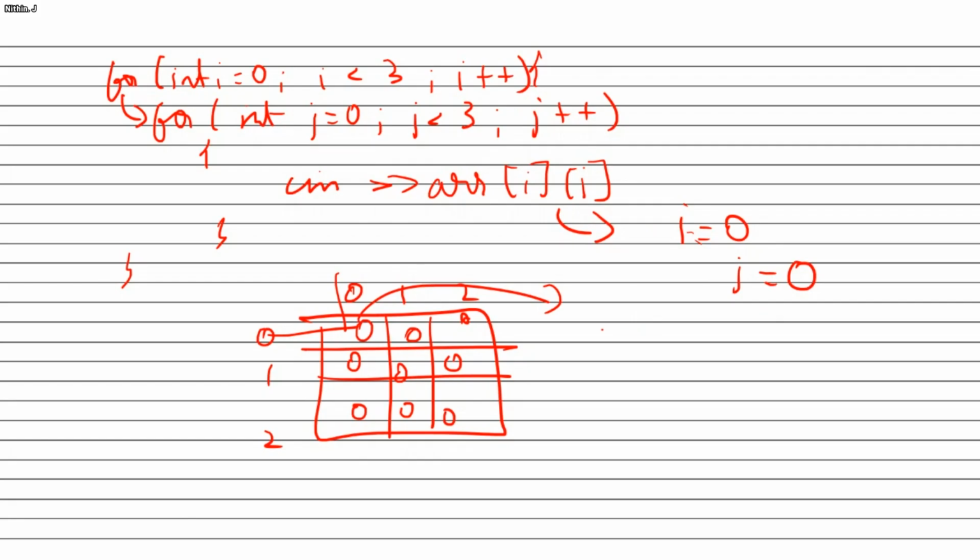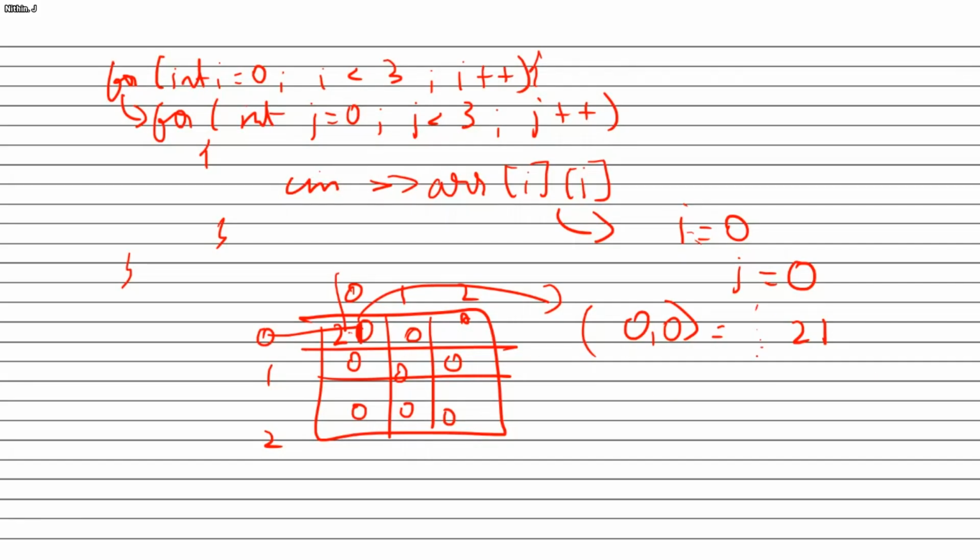So what we are basically doing is that we are asking the user, hey user, just tell me what value you want to store at the 0 comma 0 position. Let's imagine that the user says that I need to store 21. So basically we will store 21 in this location.